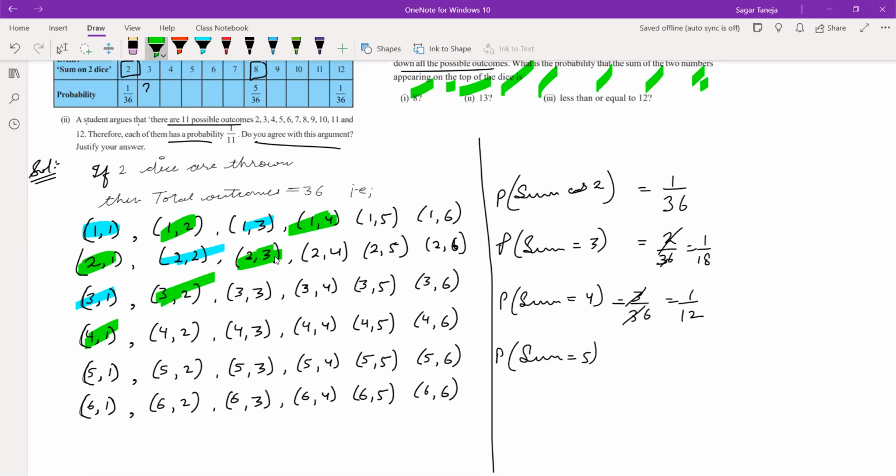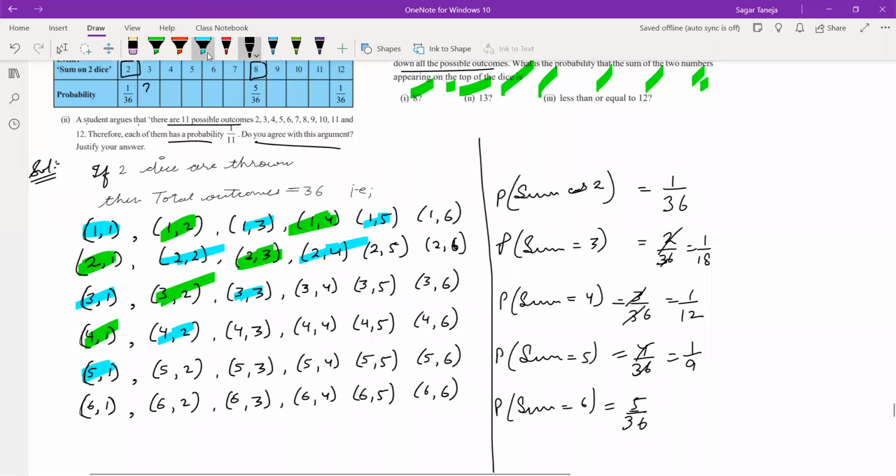See, these four pairs are making 5. 1+4, 5. 2+3, 5. 3+2, 5. 4+1, 5. So there are only four in this case. So 1/9. Then probability that the sum is 6. For 6, again, 1, 2, 3, 4, 5. We have only 5 outcomes with 5/36. Then sum 7.